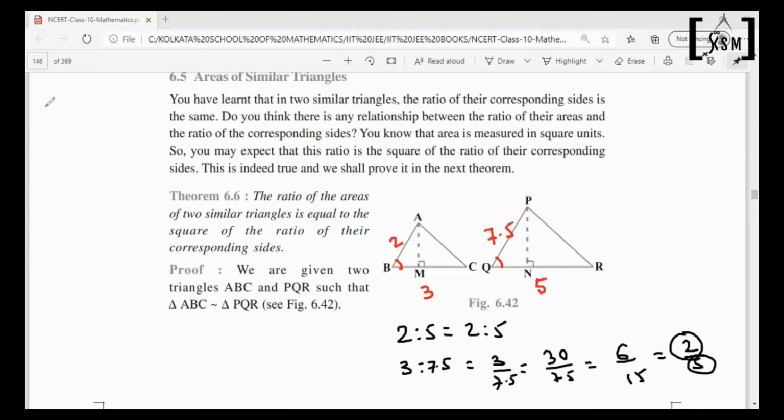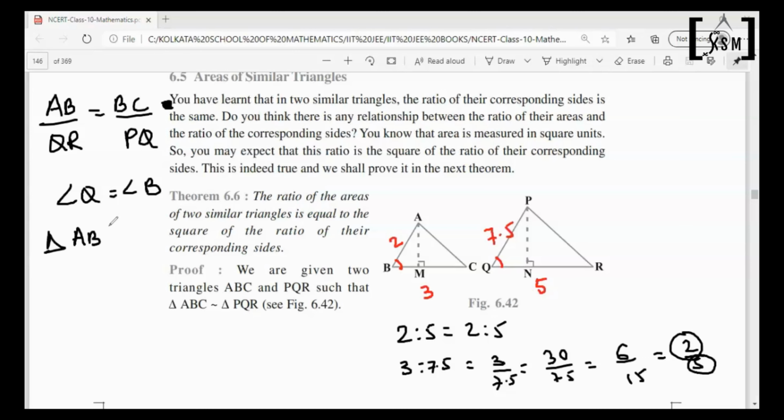So let me mention that side AB I compared with QR and side BC I compared with PQ, correct? And because the in-between angle is equal, angle B is equal to angle Q, yes, these two triangles are similar for sure, right? They are similar by which property? Side angle side. Okay. So what should I write? Triangle ABC with PQR should I write?